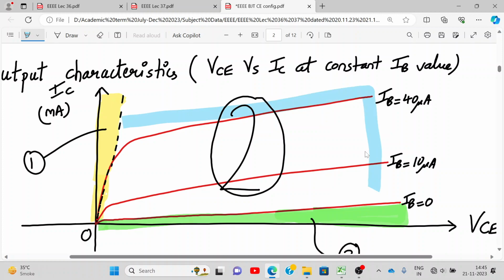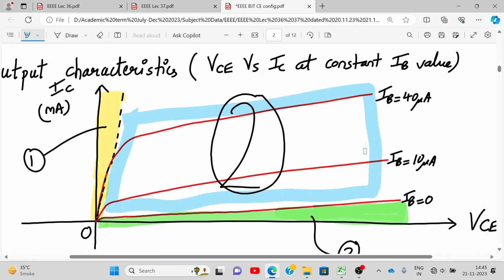This entire rectangular circle I have drawn, the entire inside, whatever is inside, is my active region. You understand? So what is happening in the active region? Just tell me. As my VC is increasing, my IC is almost increasing. If I increase the value of IB, I get a higher value of IC. That is what the observation is, right? Yes or no?